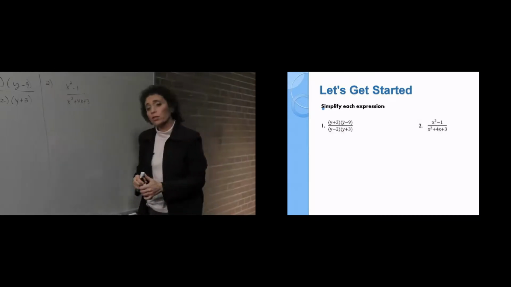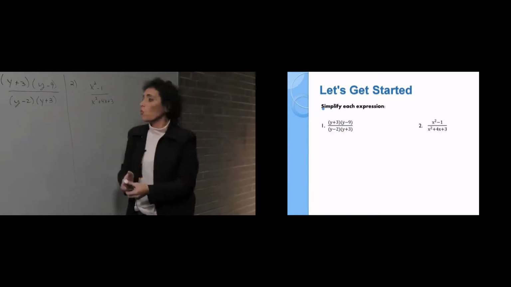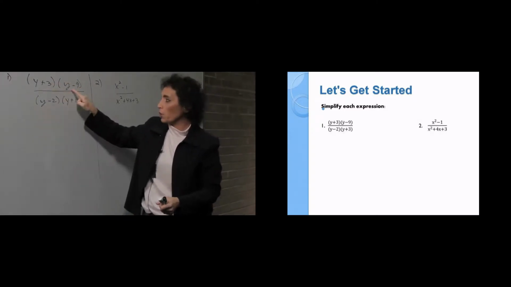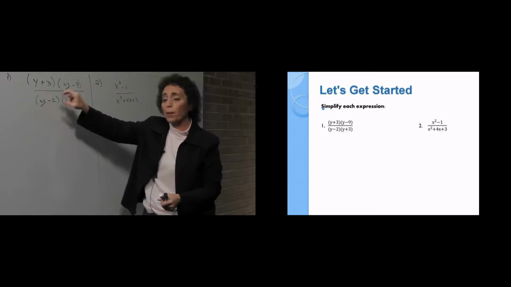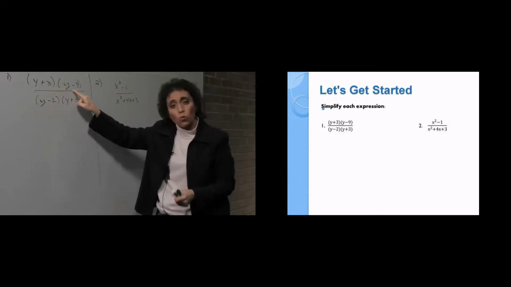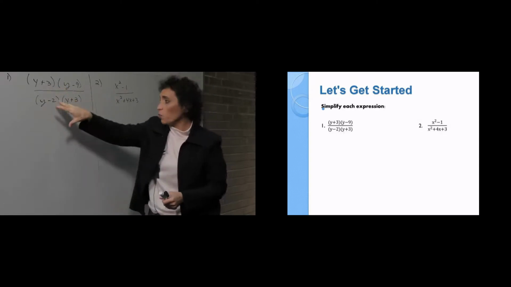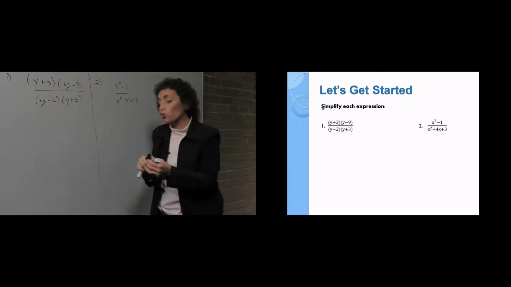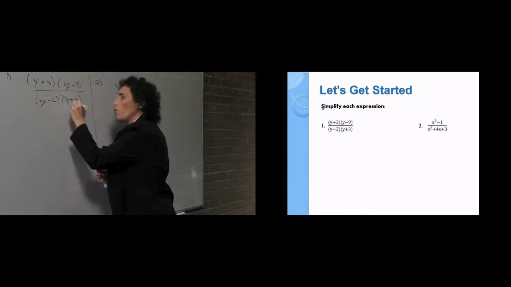Okay, so let's take a look. Remember, we can reduce common factors. Well, luckily for us, we have factors here. We have the 2 factors upstairs and 2 factors downstairs. Y plus 3 is a factor. The quantity y minus 9 is a factor. The quantity y minus 2 is a factor. The quantity y plus 3 is a factor. So I can reduce factors. So I can take this whole factor out.